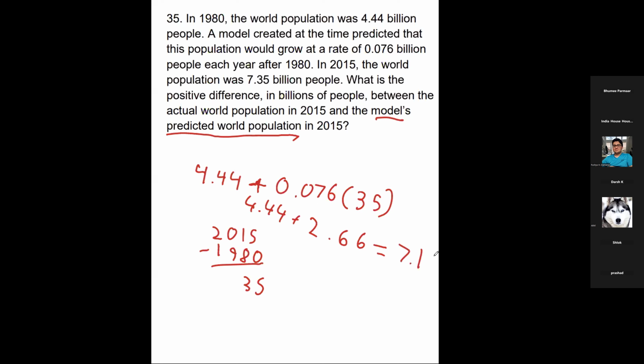Anyway, the predicted value is 7.1 and the actual value was 7.35. So what is the difference between the actual versus the model? That would just be 7.35 minus 7.1, which is 0.25. So the correct answer is 0.25.